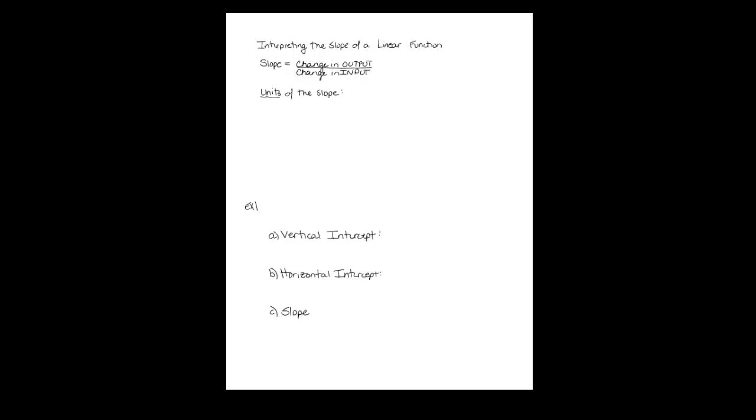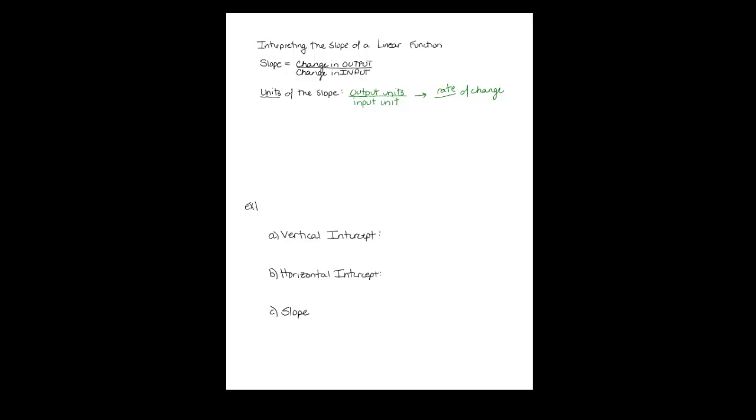In this section, we will be interpreting the slope of a linear function. Now, the slope is the change in the output over the change in the inputs. So the units of the slope are going to be the output units, the units of the output variable over the units of the input variable. What we're creating is a rate of change. The slope is, in essence, a rate of change of the output with respect to the inputs.